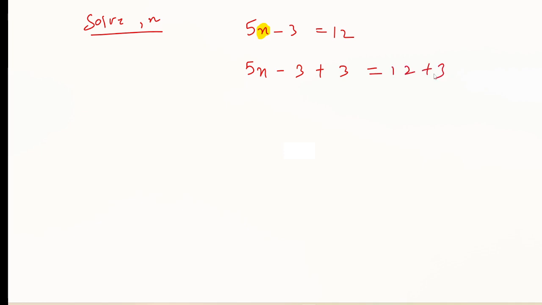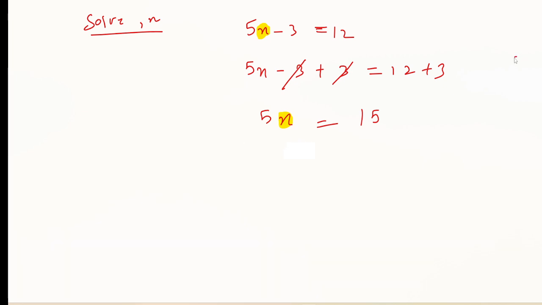Whatever operation I do, I do it on both sides, the left hand side and the right hand side of the equal sign. Now this positive 3 and negative 3 will cancel out. 3 minus 3 is 0. I only have 5x. This 12 plus 3 would give me 15, right? Again, I need to find only x. What is the extra term with x? That's 5. I need to get rid of this 5.